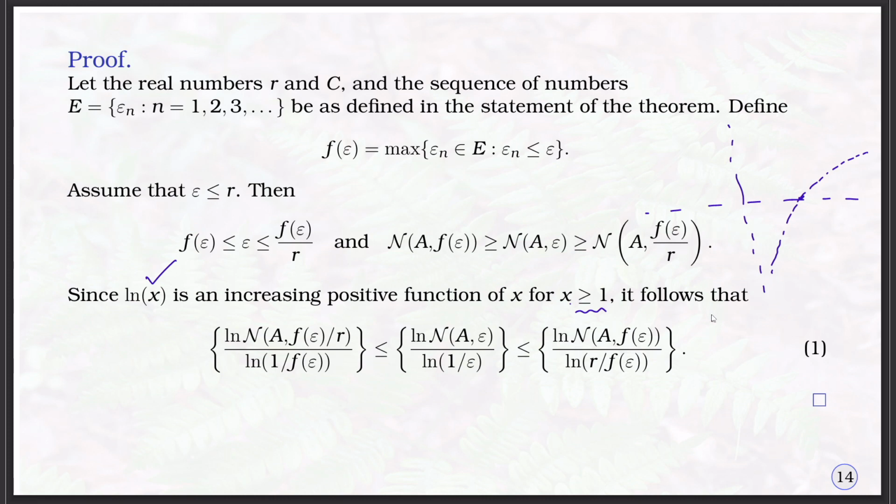It follows that if you are taking the logarithm of N of A at epsilon by r, and dividing by log of 1 over f of epsilon, it is less than or equal to log N of A at epsilon over log 1 by epsilon, which is less than or equal to log N of A at f of epsilon over log of r over f of epsilon. So, if you are dividing this number by this one, you can get this quantity.